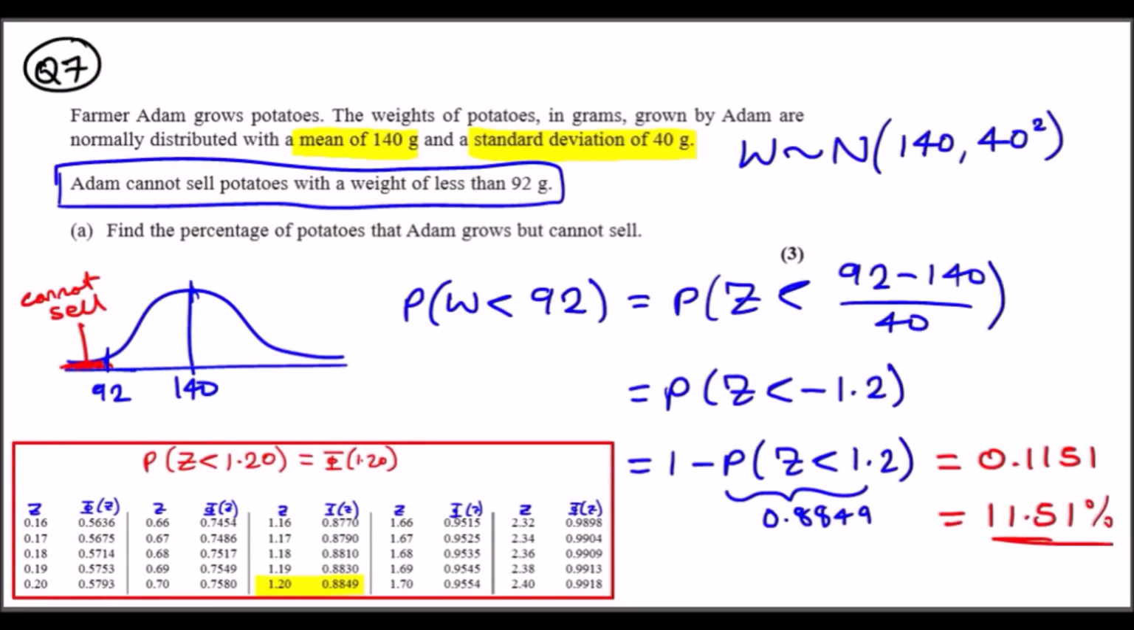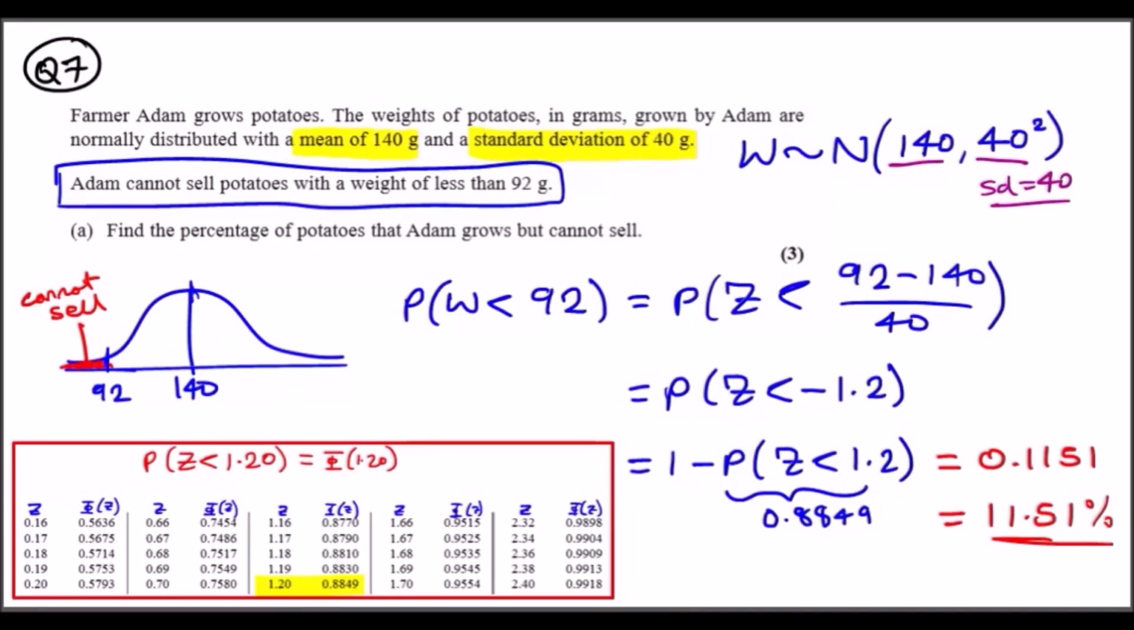Number 7. Farmer Adam grows potatoes. The weights of potatoes in grams grown by Adam are normally distributed with a mean of 140 and a standard deviation of 40. Now, always write this formally. So I'm going to let W be the weight of potatoes. This is the random variable, and it's going to be normally distributed with a mean of 140 and variance 40 squared, or standard deviation 40.